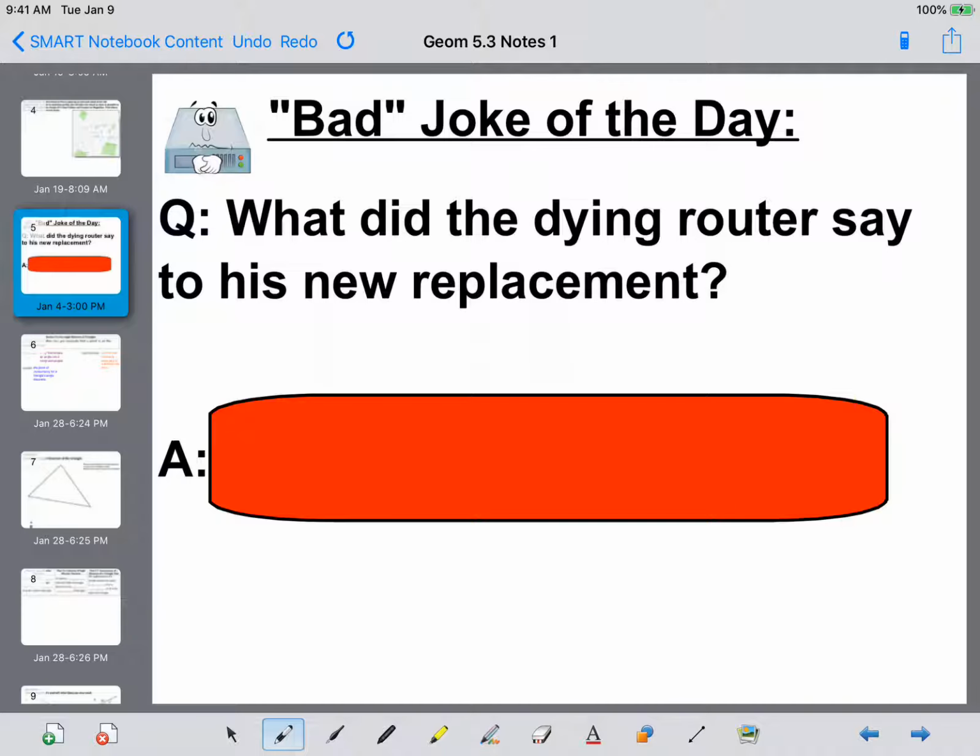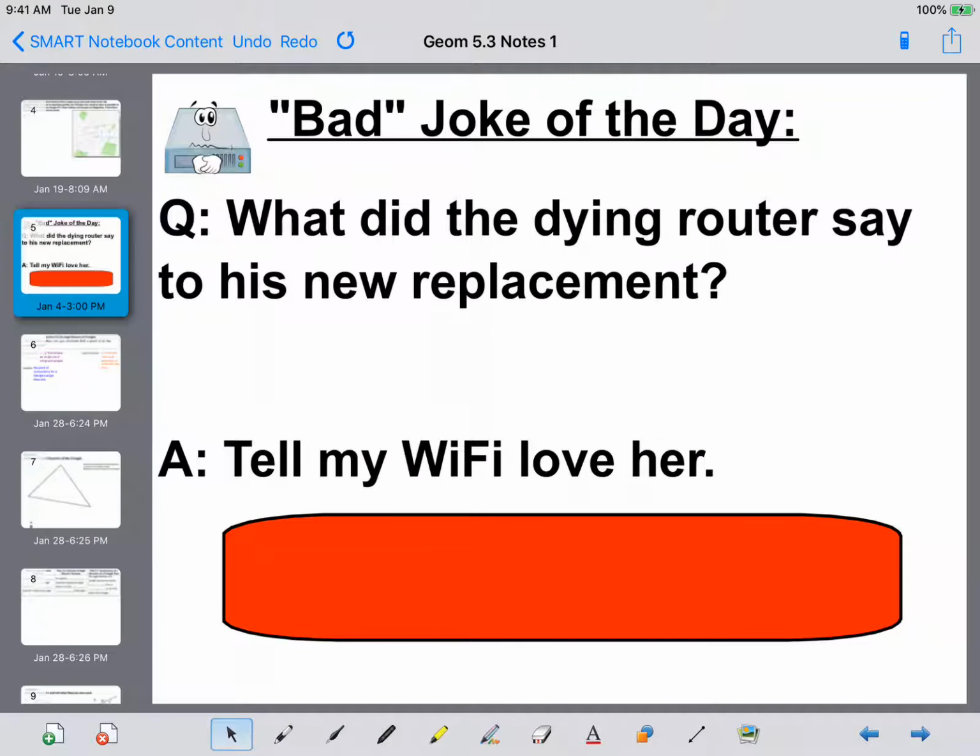We're going to start by giving you your bad joke of the day. So what did the dying router say to his new replacement? Tell my Wi-Fi love her.